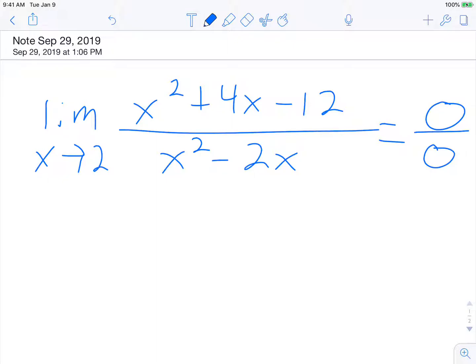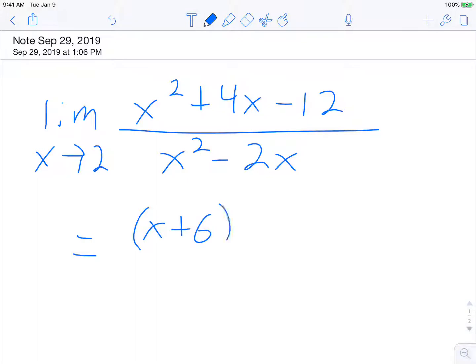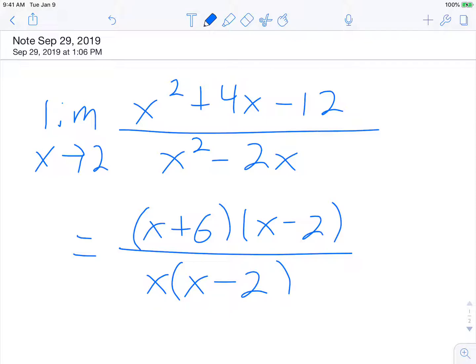But is it possible that this limit does exist as x approaches 2? Because remember we talked in the last video what that means. It means from the left and from the right it equals the same thing. So here's how we're going to treat this, basically our only real option for problems like this. We're just going to factor. So if we factor this function, x squared plus 4x minus 12, that's going to be x plus 6 times x minus 2. And the denominator we can factor out an x, and we're left with x minus 2.